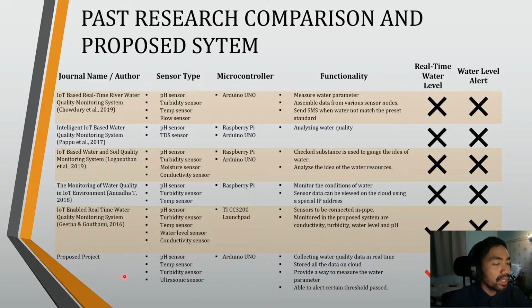For my proposed project, I'm using 4 types of sensor: pH sensor, temperature sensor, turbidity sensor, and ultrasonic sensor. The microcontroller that I use is Arduino Uno. For the functionality: collecting water quality data in real time, storing all data on the cloud, providing a way to measure the water parameters, and being able to alert when a certain threshold is passed.